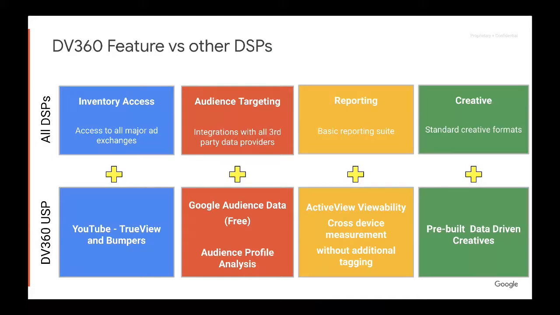So right now, we know that in our platform, we have unique selling points. We have unique inventory assets, we have Google audience data, and we have active viewability reporting, cross-device measurement without any additional tagging, and pre-built data-driven creatives.